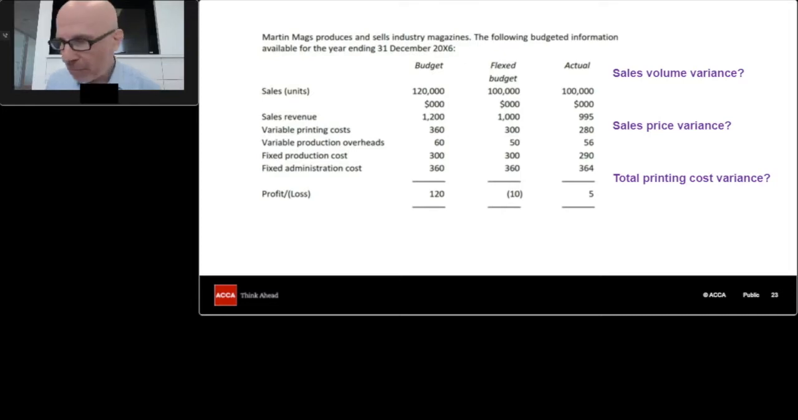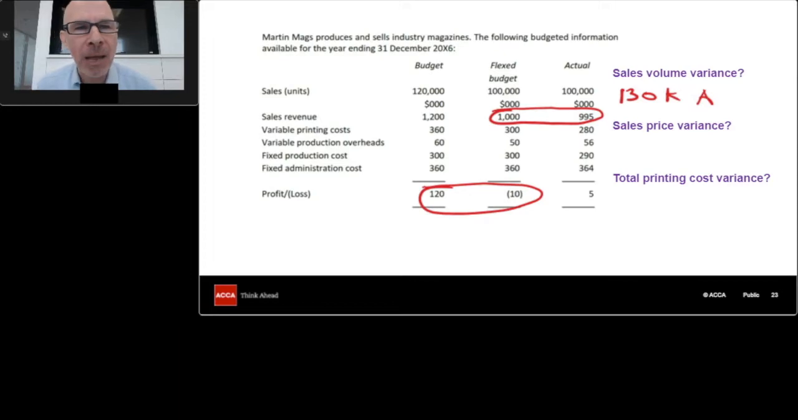Okay, friends, remember, sales volume variance is always the bottom line, between budget and flexed. Right on, Sruthi, right on, Malhar. You guys all got it right. So look at that. We were expecting 120. We got -10 in flexed. Guys, that's a 130 adverse. Sales price variance, we pick up right there, top line, from flexed to actual.